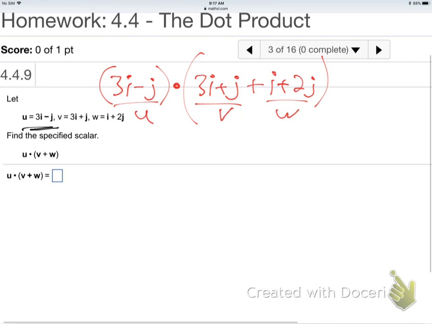All right, so there we go. U dot v plus w. We all good? Sure. So how do we carry that out? We have to add the stuff inside the parentheses, right? First, always do the parentheses first, right? So go ahead and combine this stuff first. Add the stuff inside the parentheses there first.